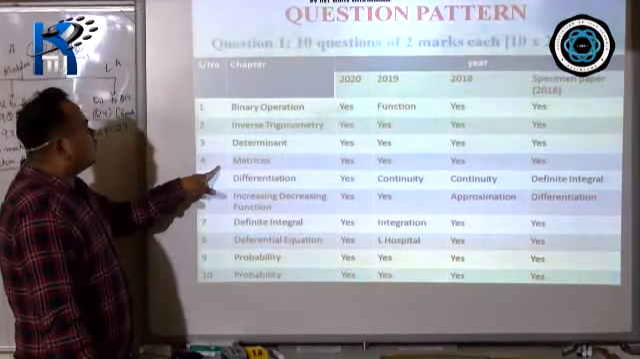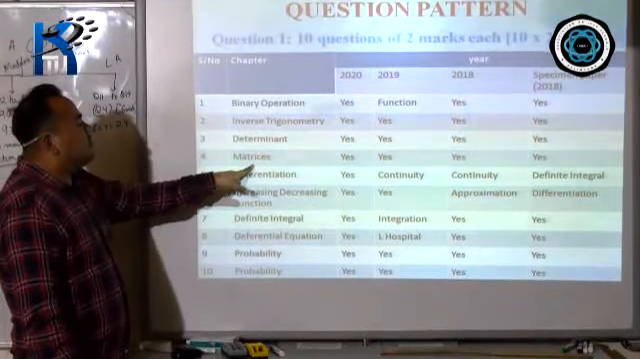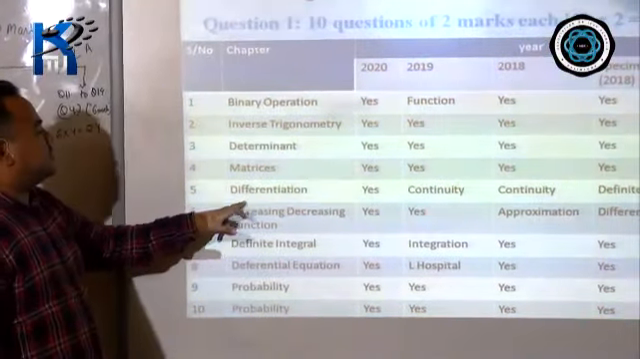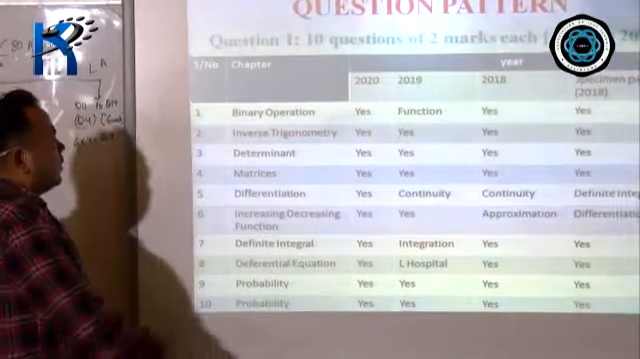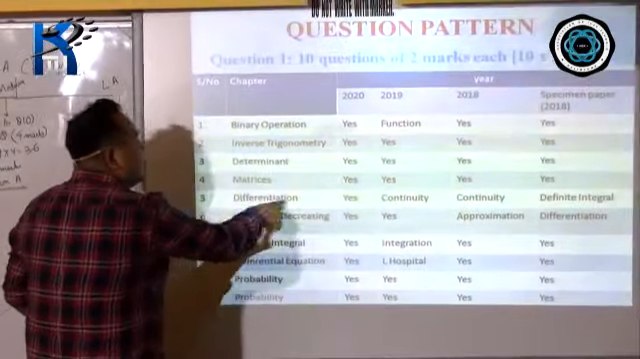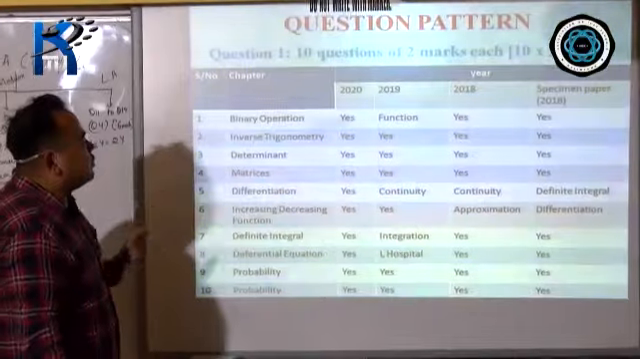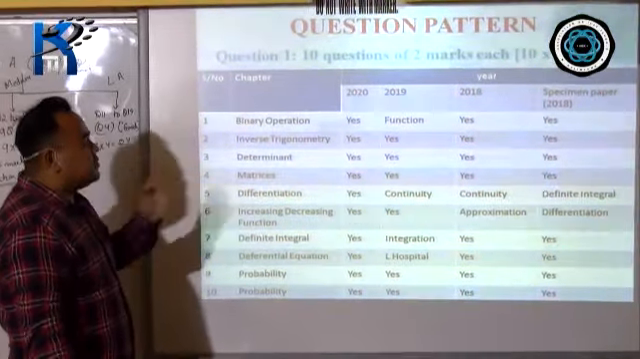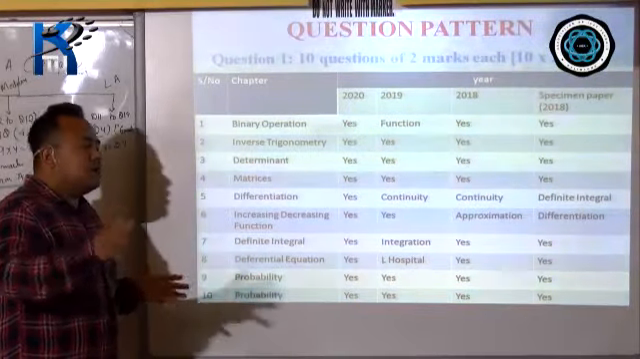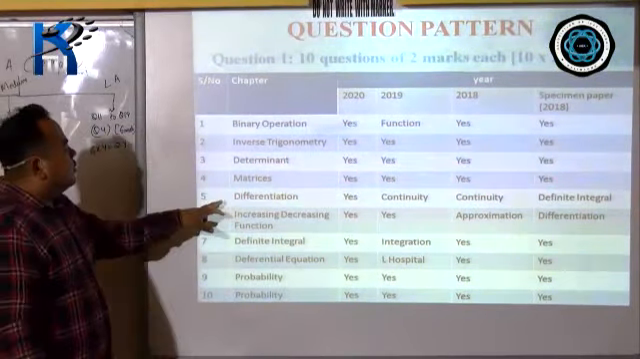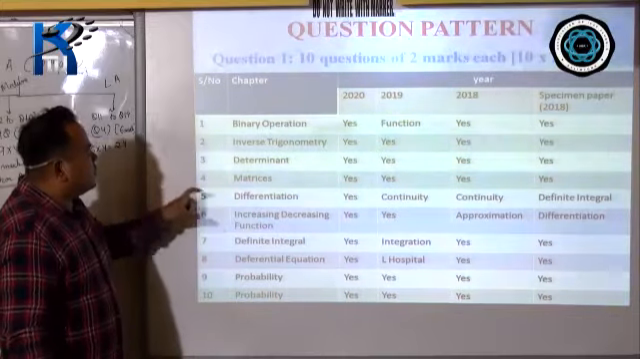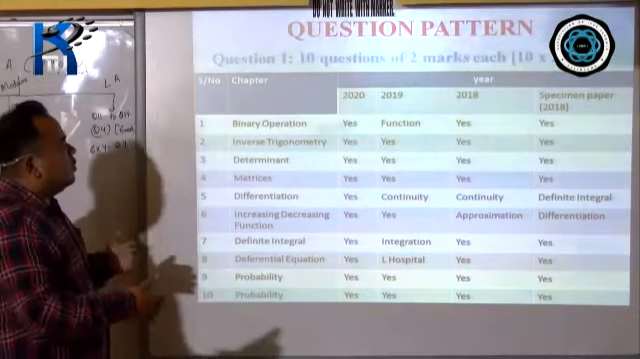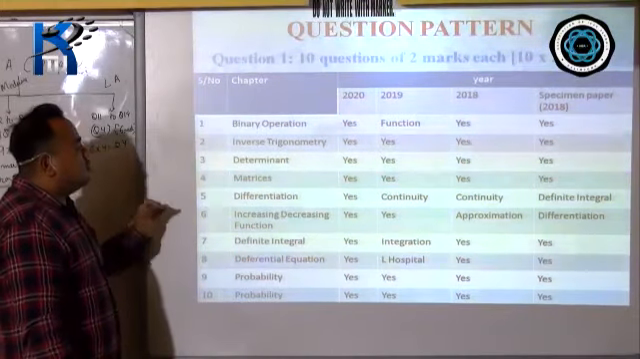Now moving on to the 4th chapter, it's going to be matrices. That is also going to come. 5th is derivative. Here, please be careful. Derivative, in 2020, you got a question on derivative. But in 2019, you got a question on continuity. And 2018 also continuity. And in 2018 specimen paper, the question was definite integral. So what I want to advise you is, it's better you prepare questions on derivative, continuity and definite integral. But you will have an idea as to which chapter comes for how many marks.